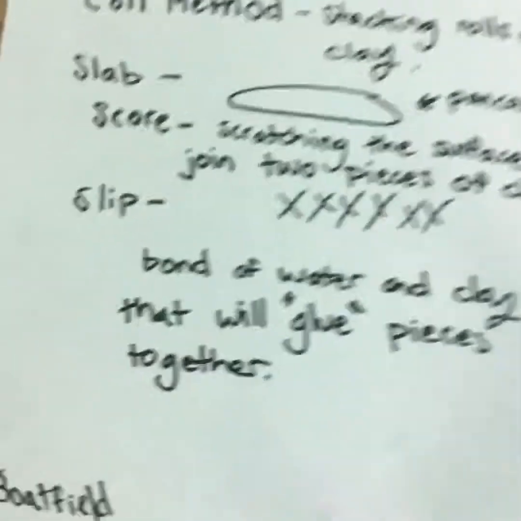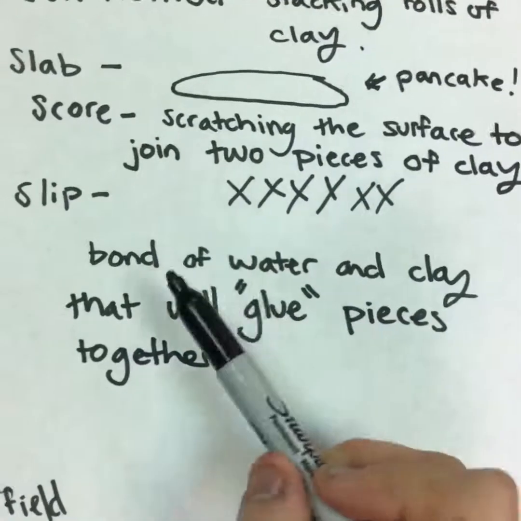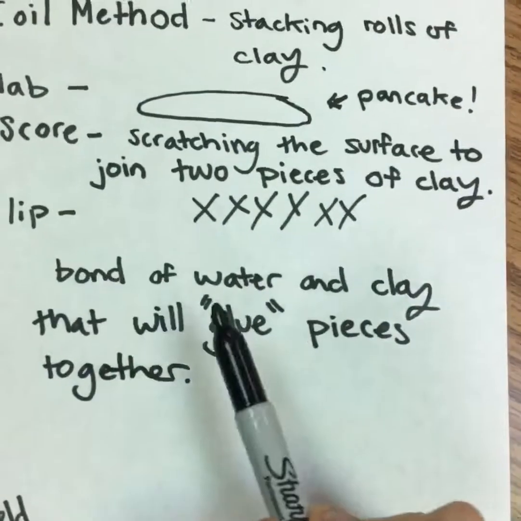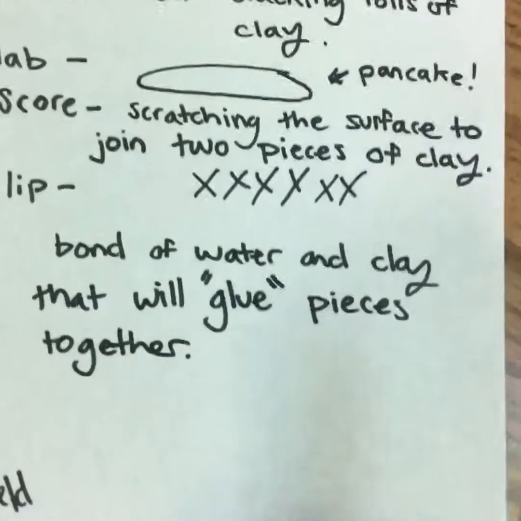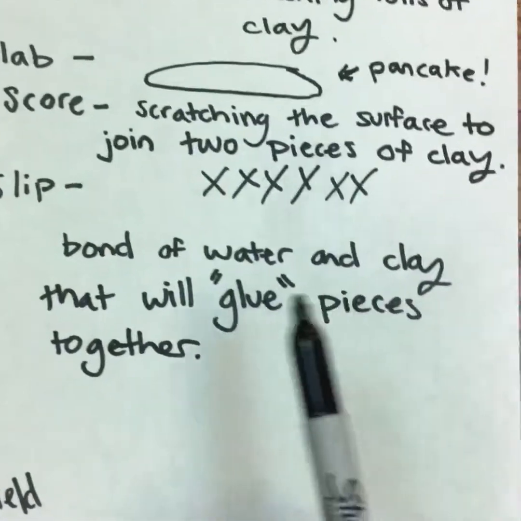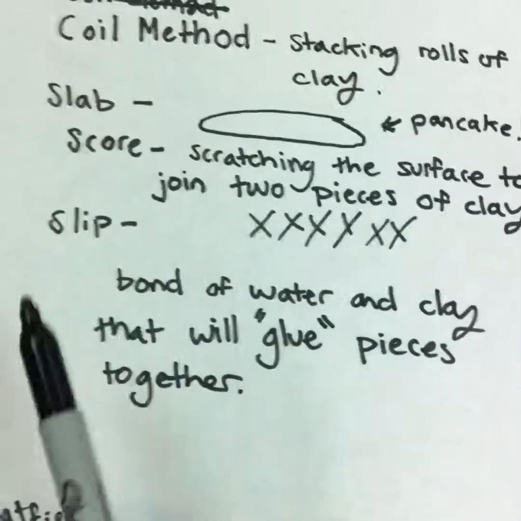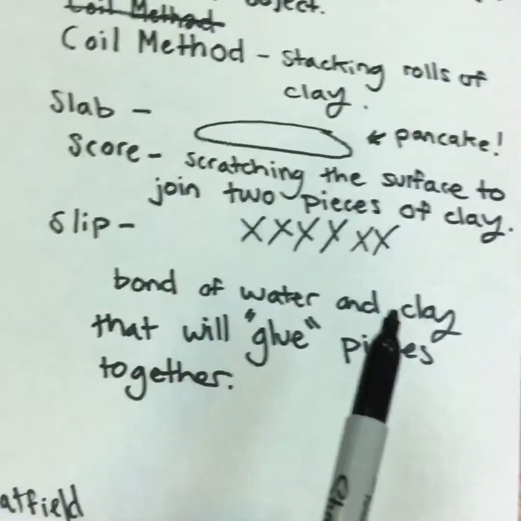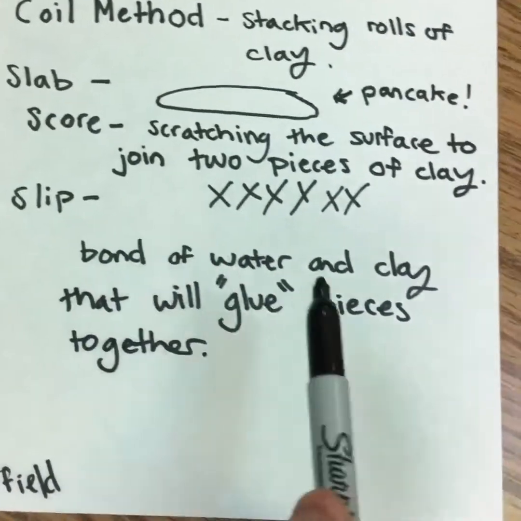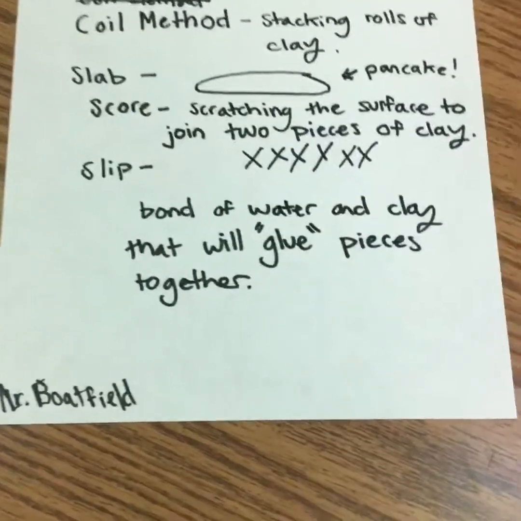So under slip, here's what I need you to write. A bond, which means them together, of water and clay that will glue. Put glue in these little quotations because we're not actually gluing anything, but the water and clay is doing that for us. A bond of water and clay that will glue pieces together. So this is probably the most important along with score, because if you don't do these things, it will fall apart. Go ahead and copy this down and then give me a thumbs up, and then we'll move on to our next activity.